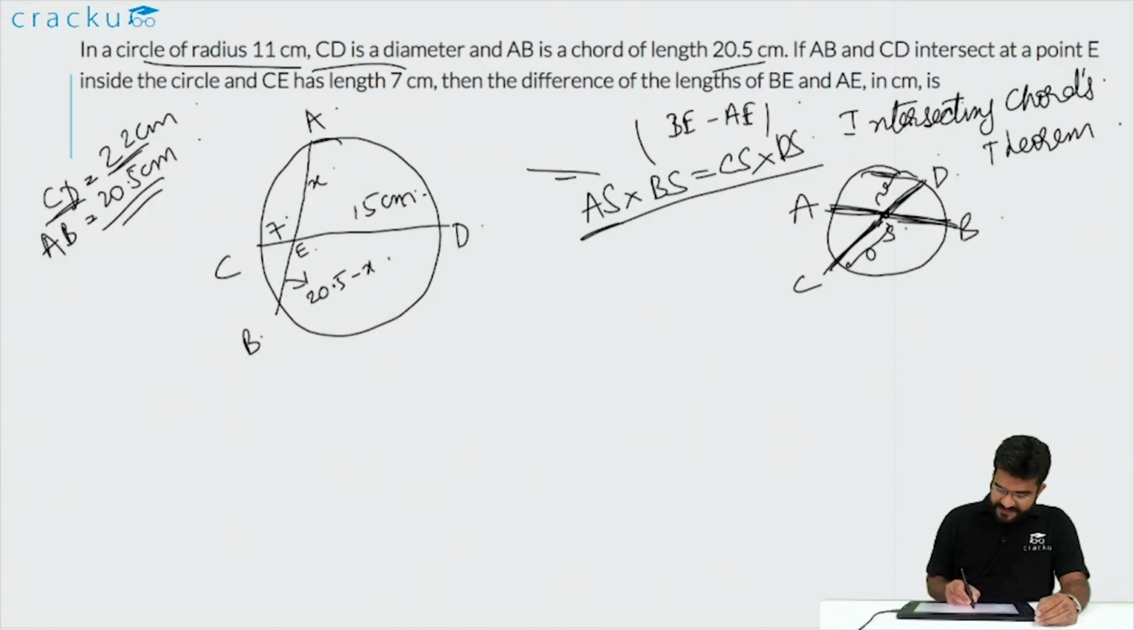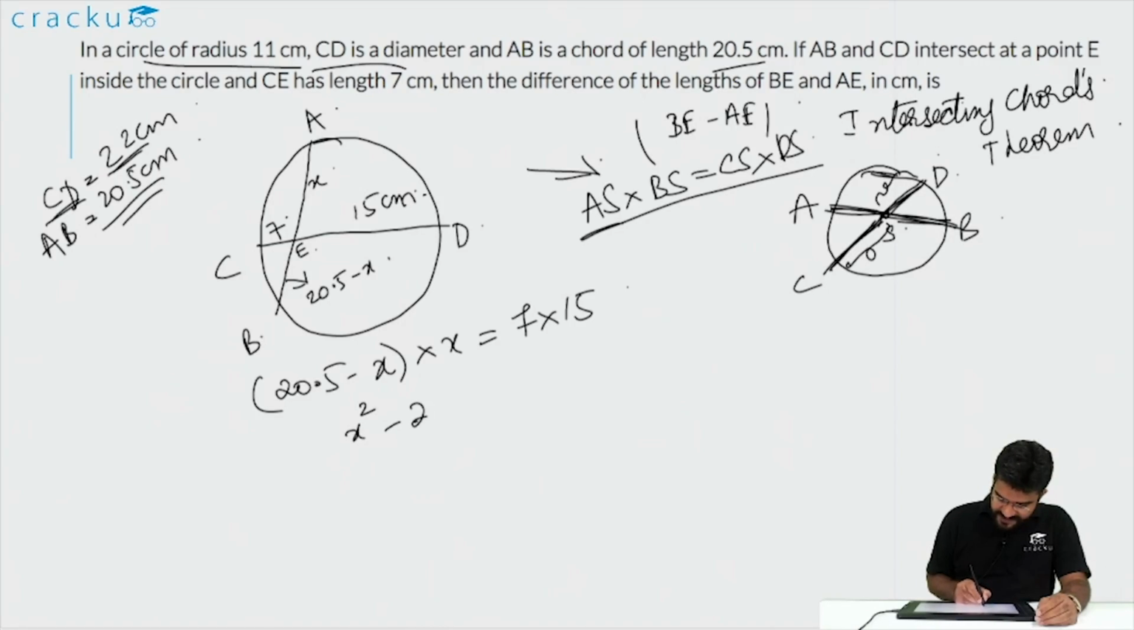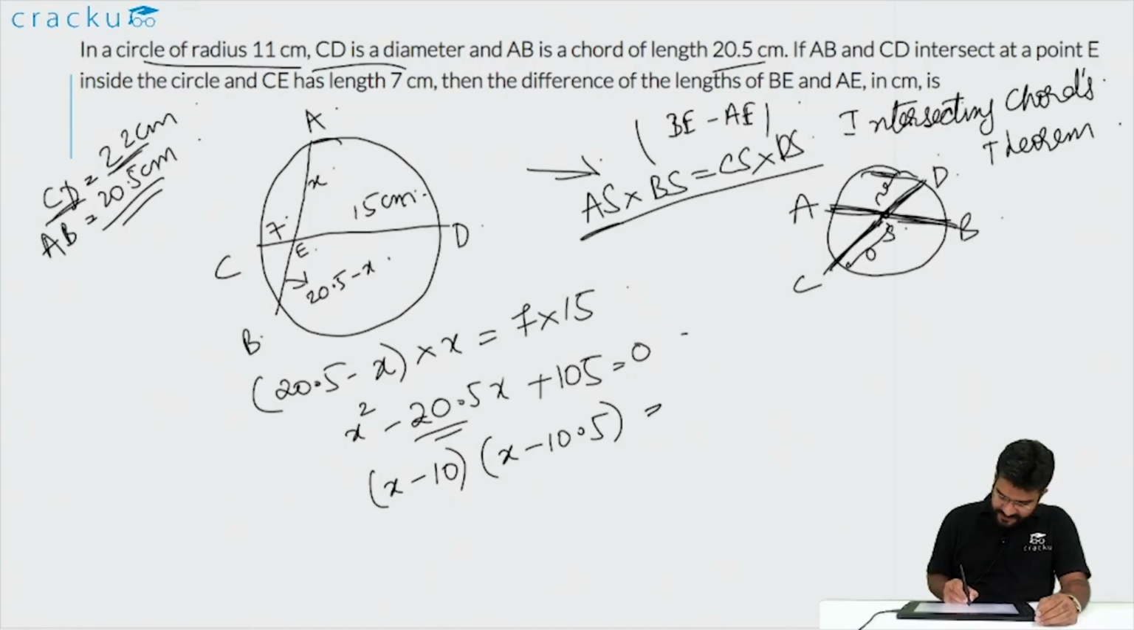Now using the theorem that we just described, the intersecting chords theorem, it would mean that 20.5 minus x into x is equal to 7 into 15. This is a quadratic equation in x. You can simplify it by expanding the bracket. So it will be x square minus 20.5x plus 105 is equal to 0. 20.5 is 10 plus 10.5. You can factorize this easily as x minus 10 into x minus 10.5 is equal to 0.